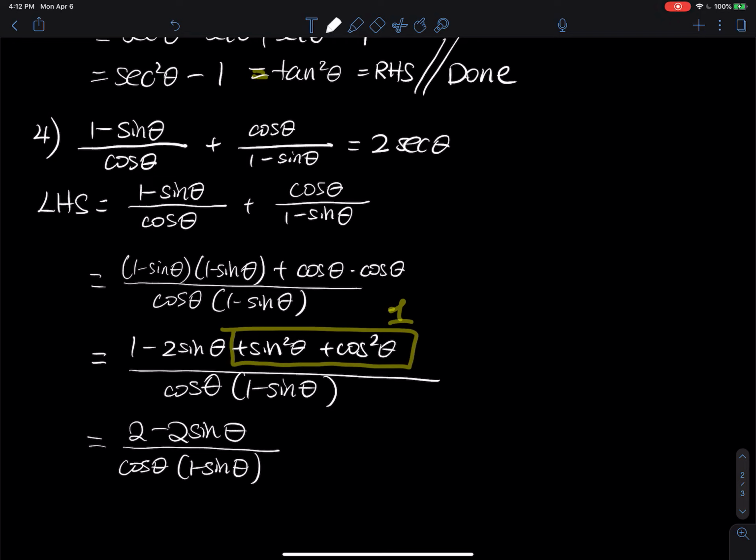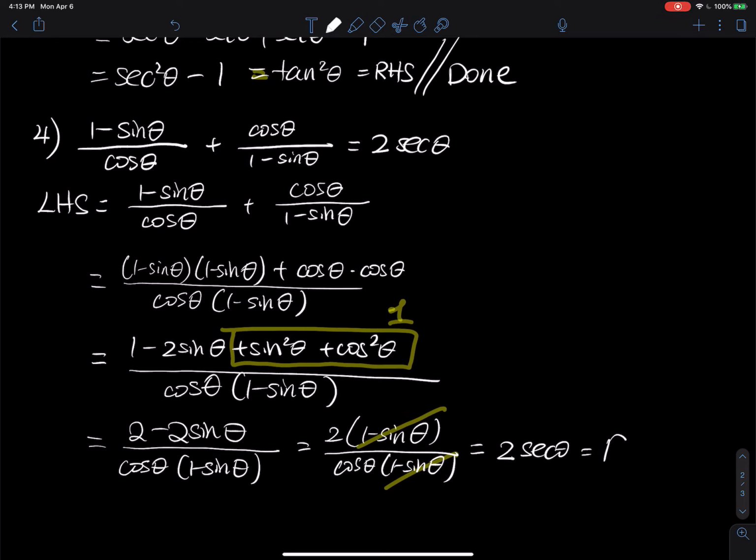Oh, by the way, if you make one little mistake, doesn't matter how small that is, in any way in the proof, you won't be able to reach the other side. Now, last step, we factor out the 2, and then divided by cosine, 1 minus sine, use my highlighter, cancel these 2, so that equals to 2 divided by cosine. The cosine in the denominator is the same as 2 secant theta. So we reach the right hand side, so the proof is done. It's not a signature, right? 2 slash done.